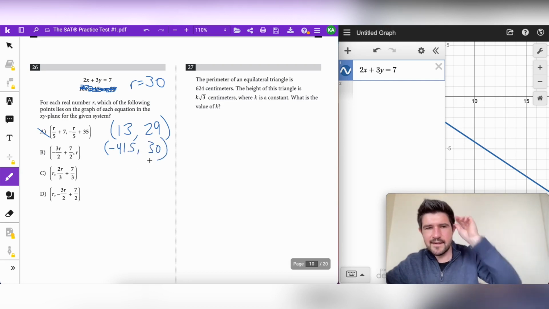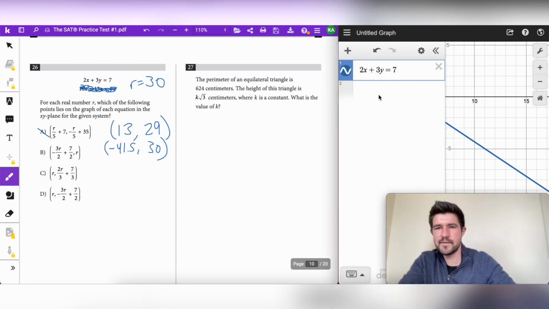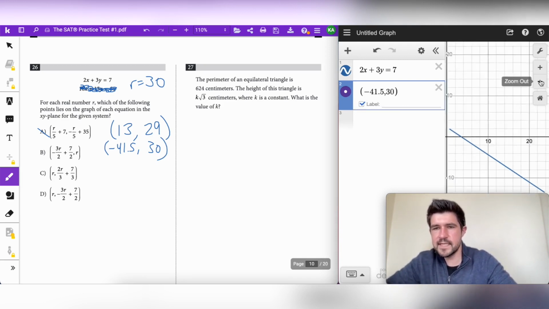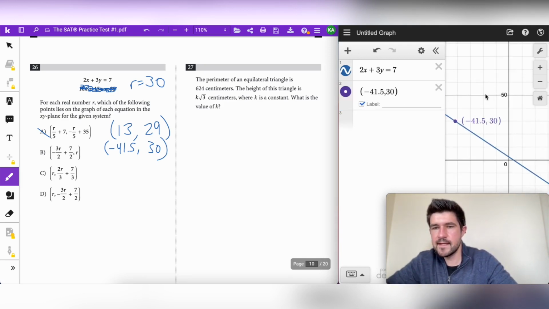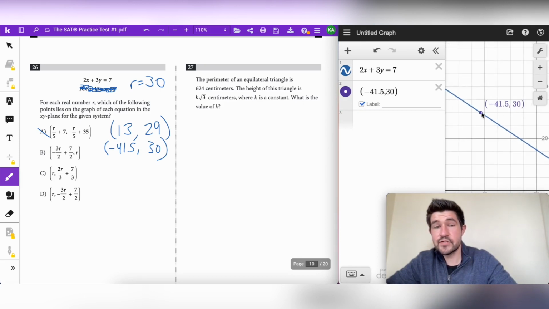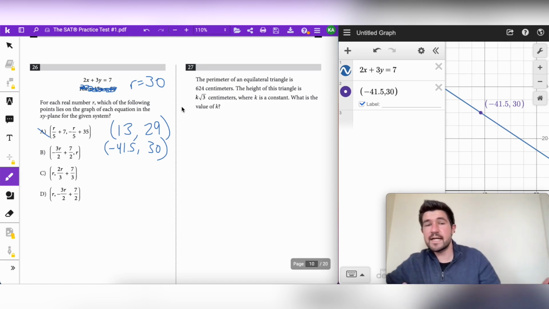Okay, cool. Let's see if that point is on the line. I could even type it in here, negative 41.5, comma 30. Let me go over here, and oh, shoot, look at that. That's on the line. So that's actually going to be the right answer. And I know it's the answer because I picked such a random R value, 30, and it still worked. So that one must be right.